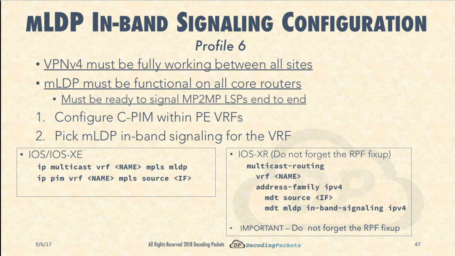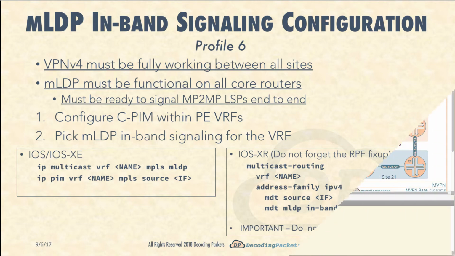The other part is actually quite a bit more logical than IOS. You would go into the multicast routing process, go inside the VRF and address family IPv4. And then essentially you do the two things that you did on IOS or IOS XE. You choose the source of the point-to-multipoint LSPs, and you'd say that the MDT now is going to be in-band signaling: mdt mldp in-band-signaling ipv4. Once you issue those commands, you should be good to go.